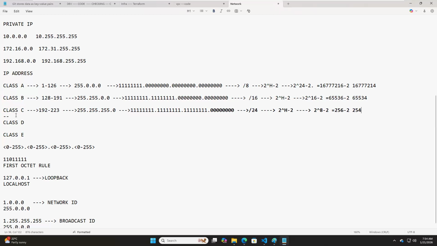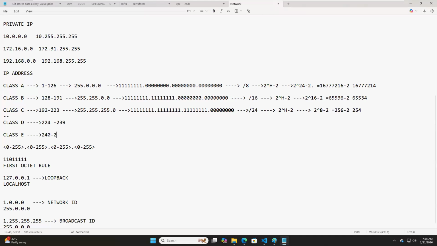So like that we have class A, class B and class C. You cannot assign class D and class E IP addresses to your computers, your end devices. So the range for class D will be 224 to 239, and for class E, the range will be 240 to 255.